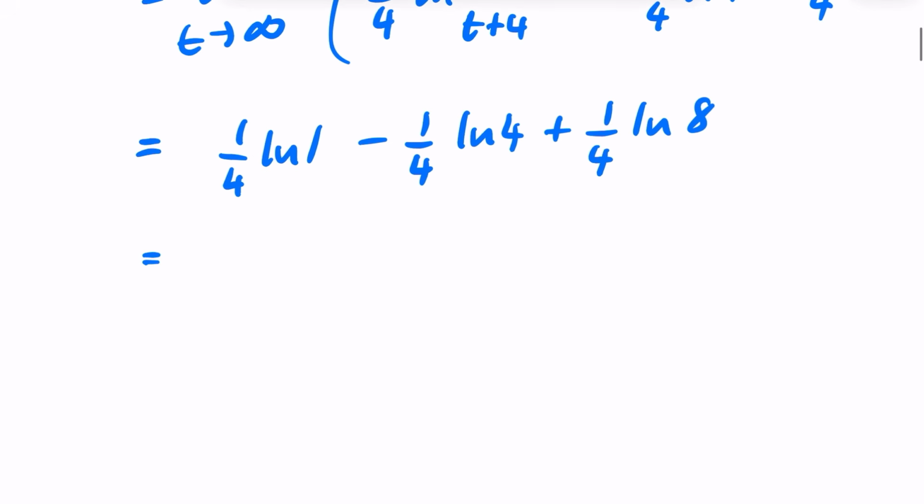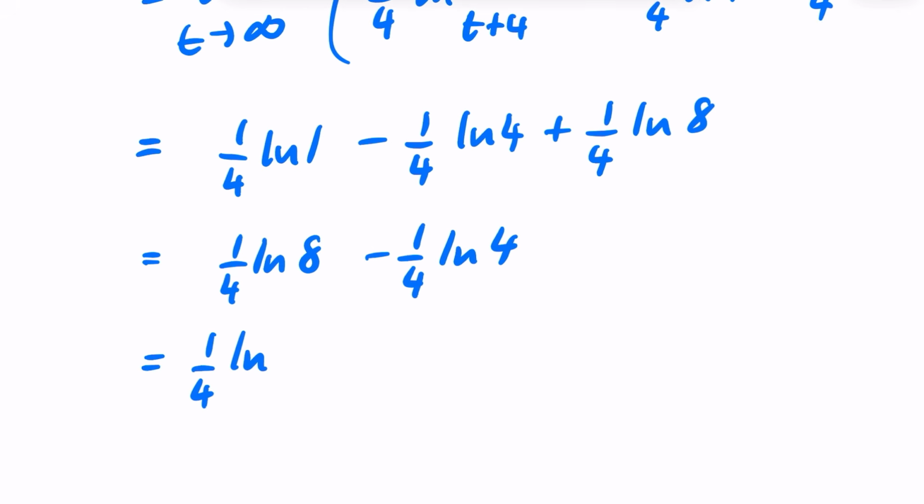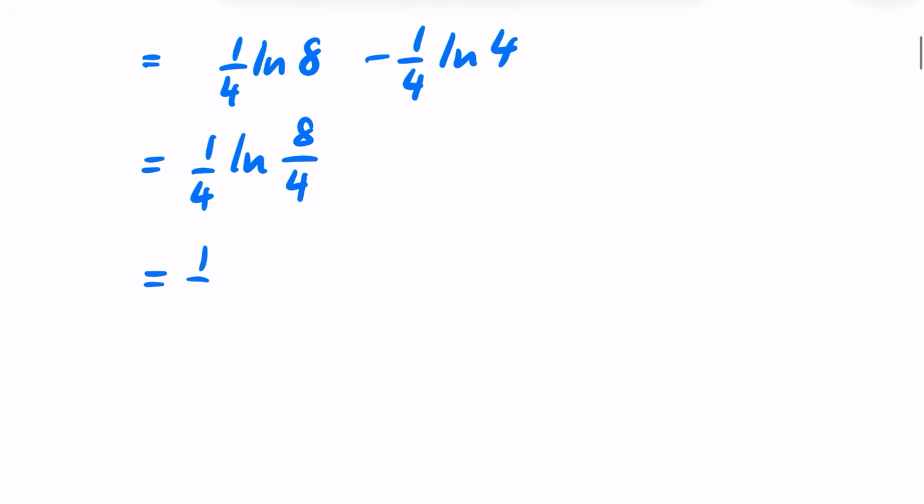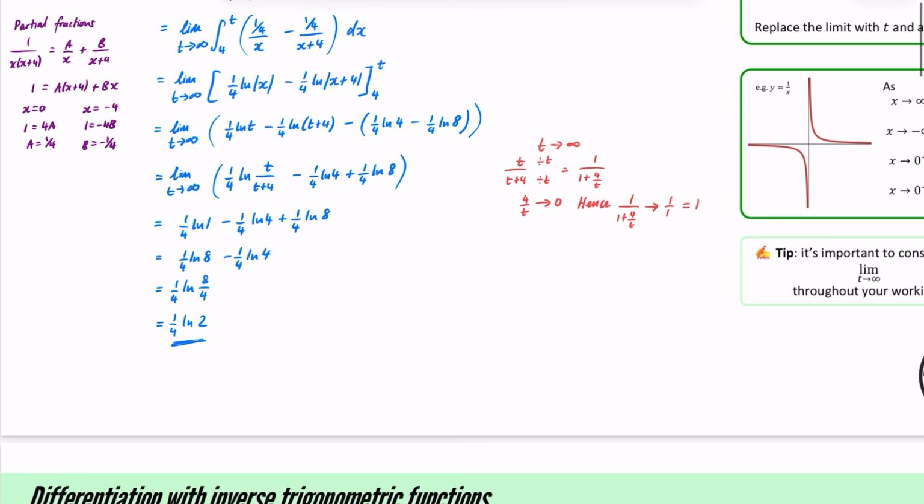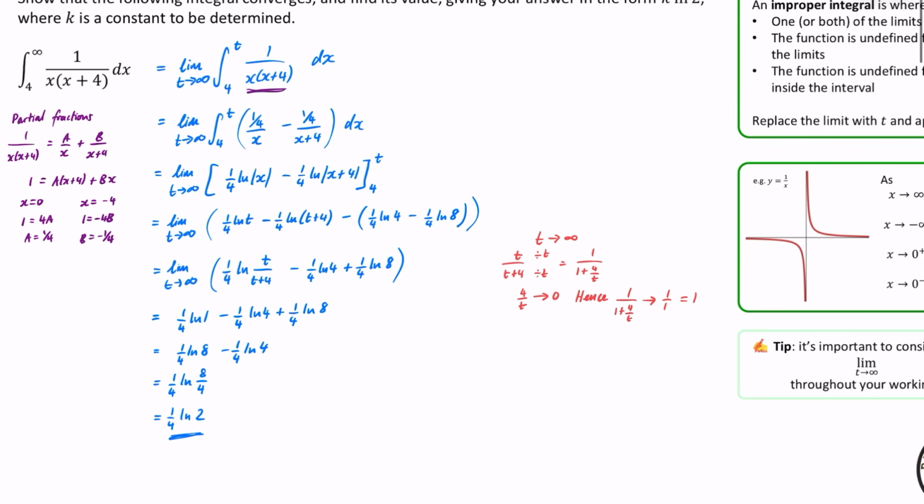So for this last stage, I'll do the positive one first. We have a quarter ln 8 minus a quarter ln 4. Well, they've both got a quarter with them, so I can simplify it as 8 divided by 4. And 8 divided by 4 is 2. So we have a quarter ln 2, as we were expecting to see in the question here. So k in this case is equal to a quarter.